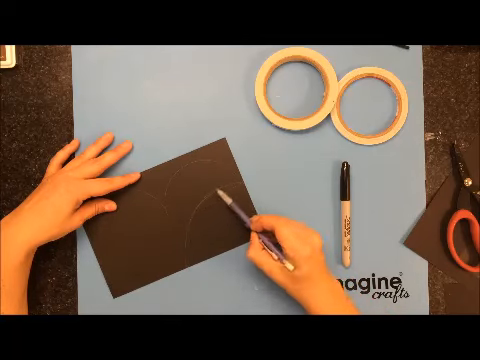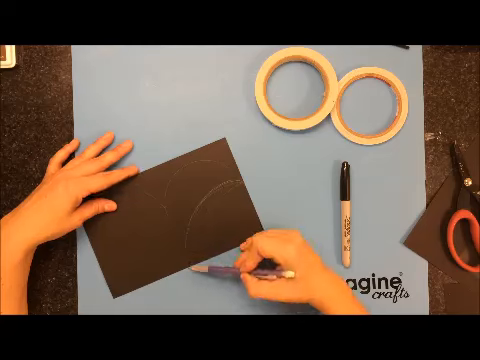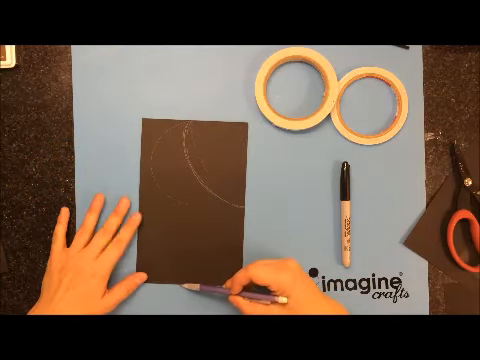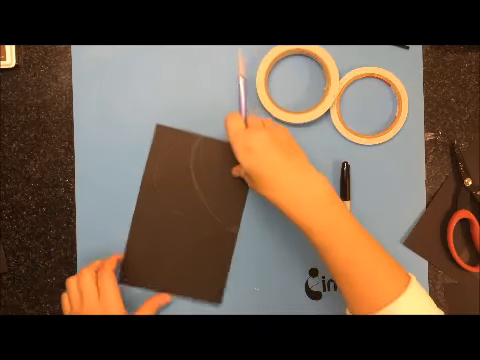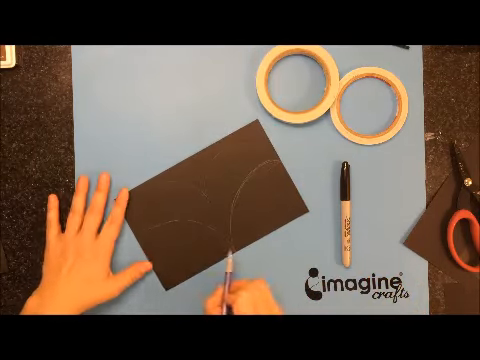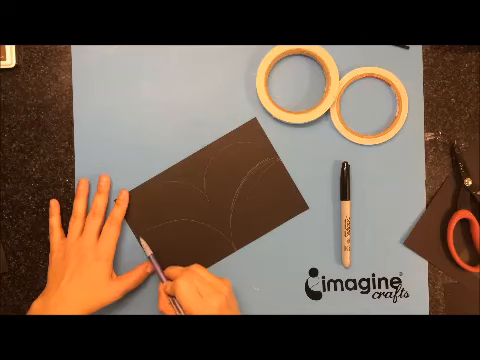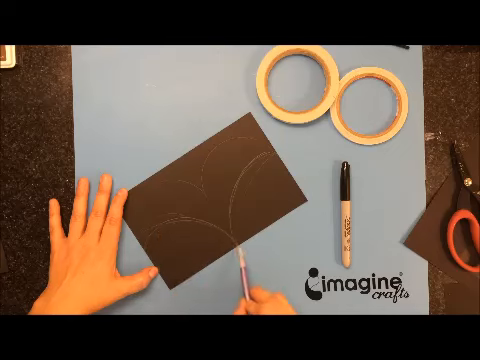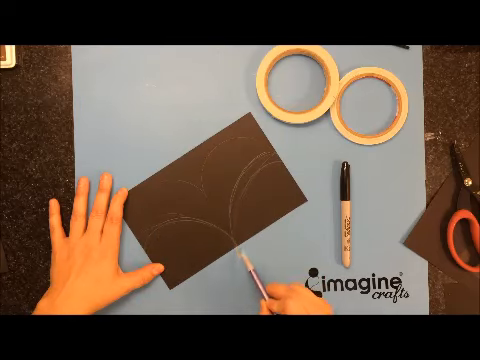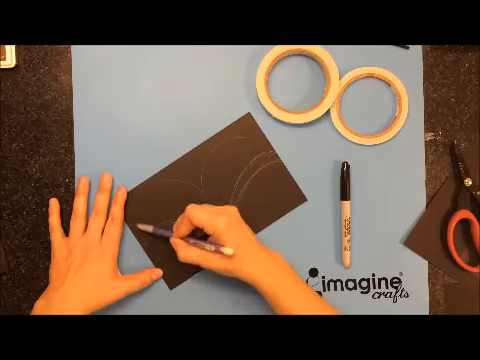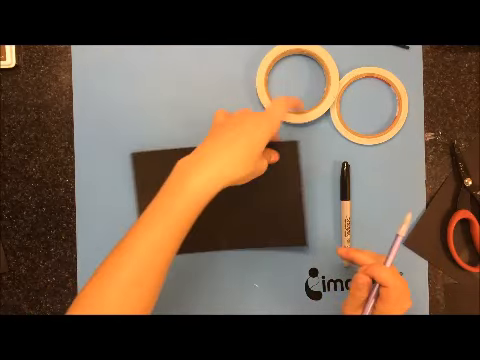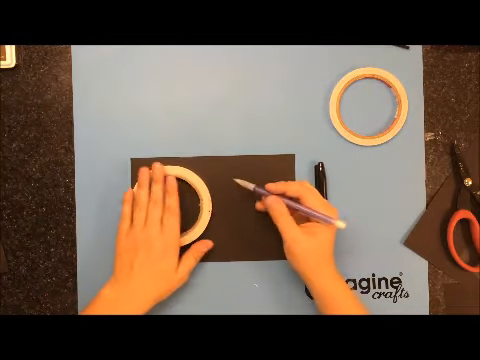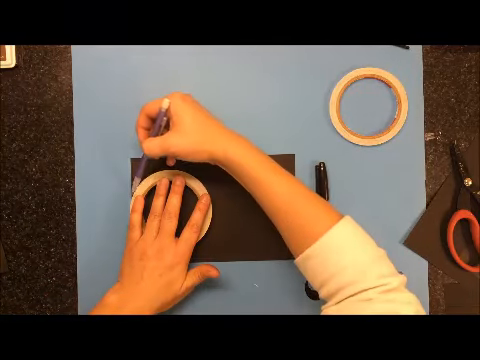Something like that. Maybe not quite. Maybe I want it to be more like this, and this is just where you freehand and see how you like the bat wings. And you know what? I don't even like that. I'm going to flip it over. I'm going to try the other side. And I'm going to erase all those lines after.